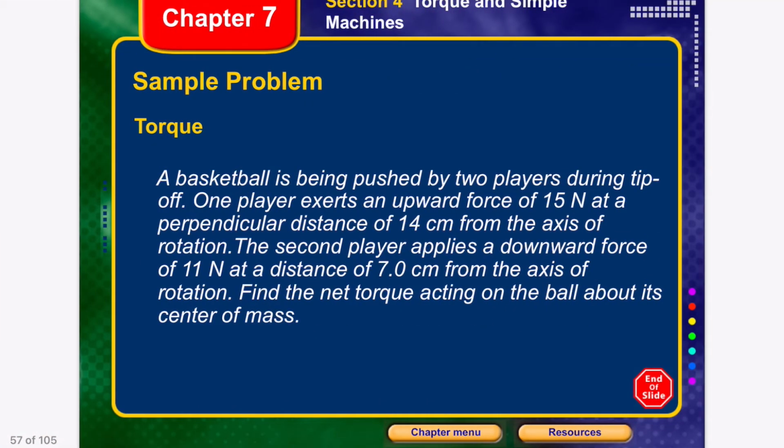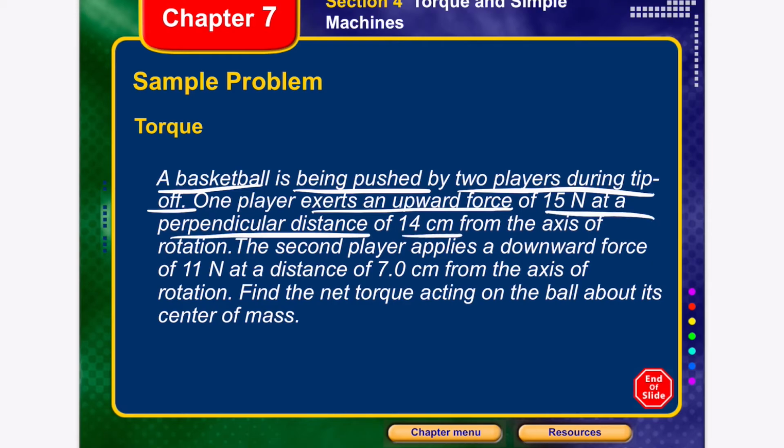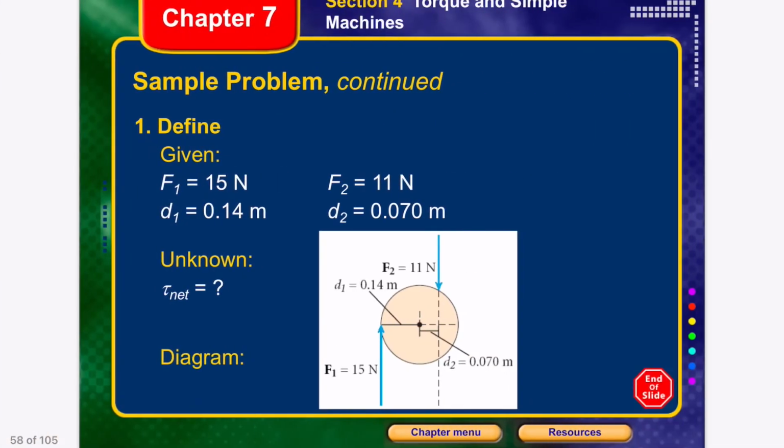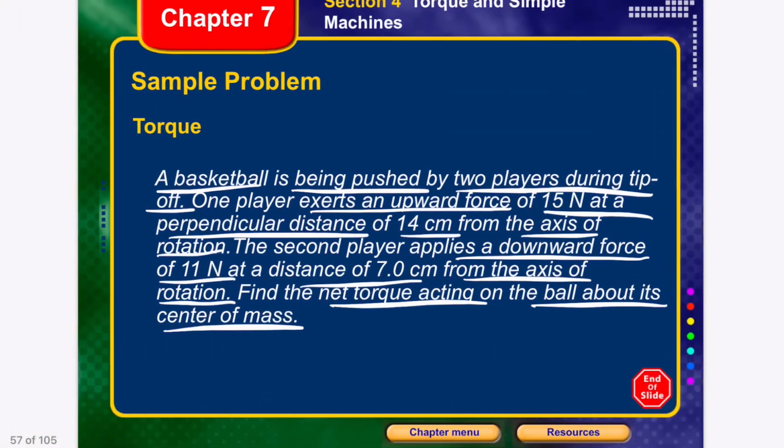So let's take an example here. A basketball is being pushed by two players during a tip-off, and one player exerts an upward force of 15 Newton at a perpendicular distance of 14 centimeters from the axis of rotation, and the second player applies a downward force of 11 Newton at a distance of 7 centimeters from the axis of rotation. Find the net torque acting on the ball about its center of mass.